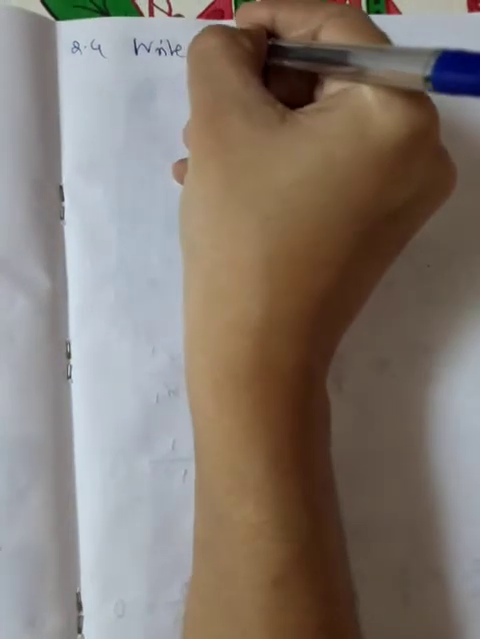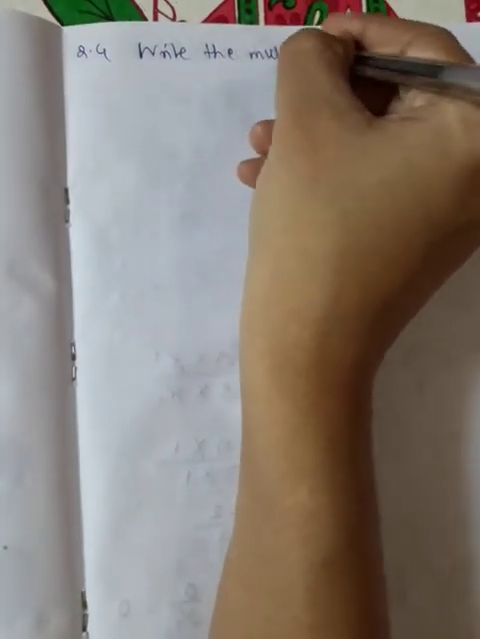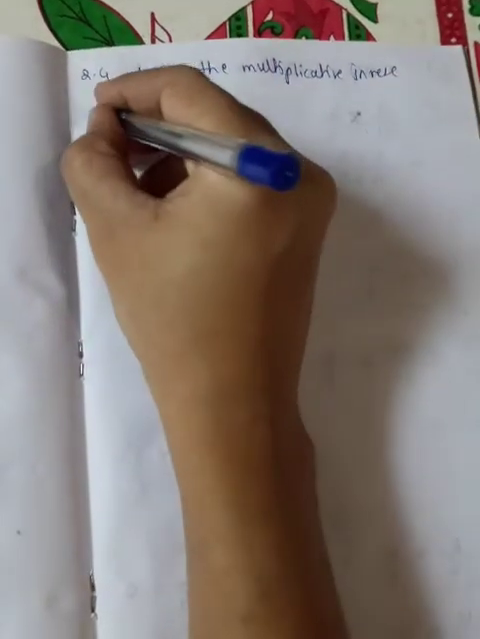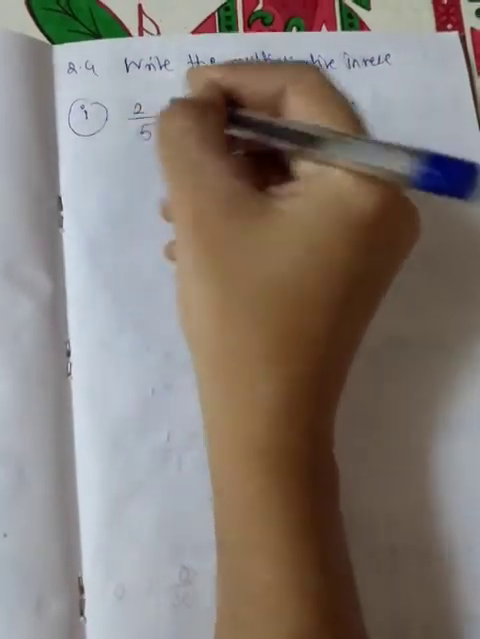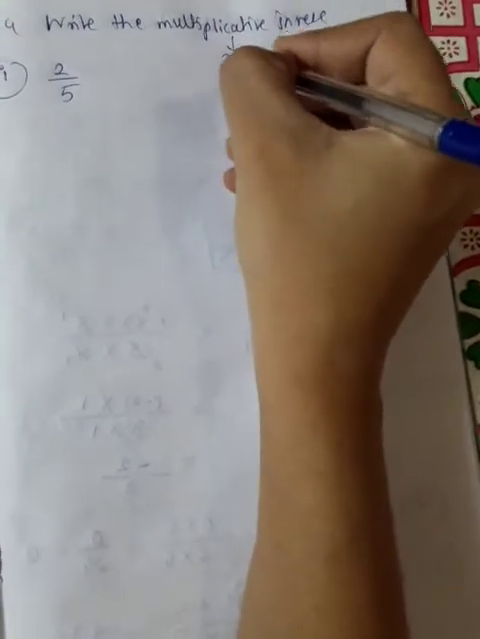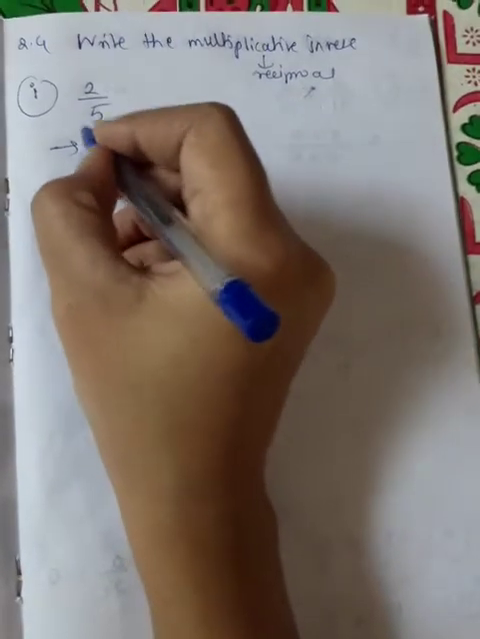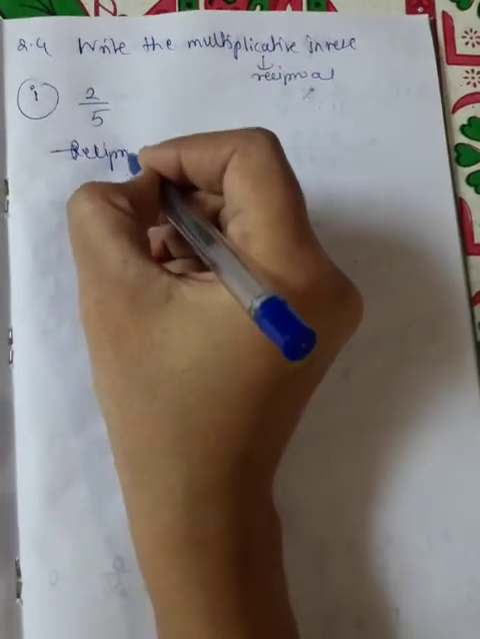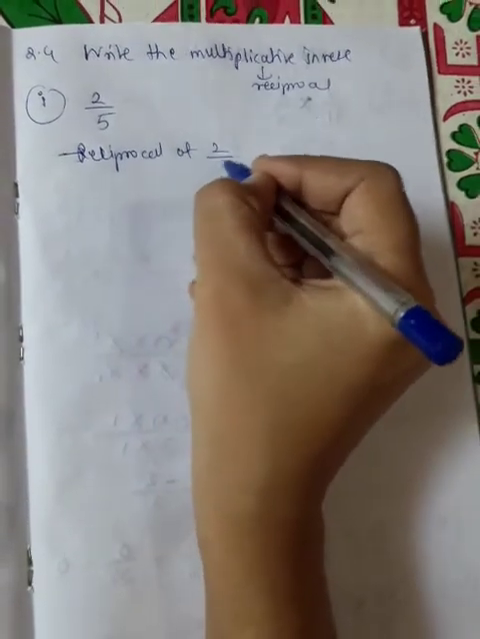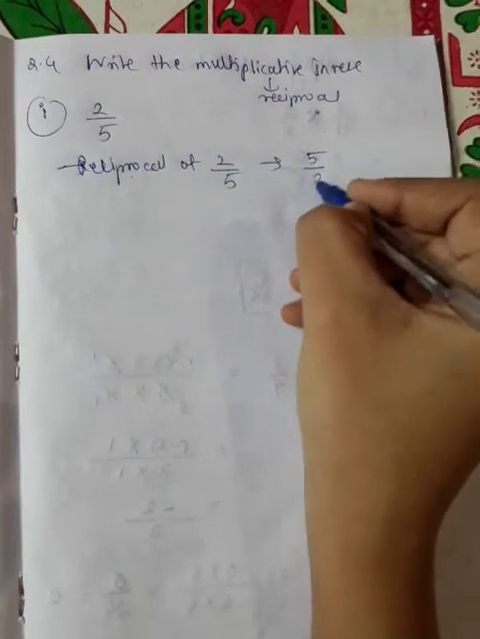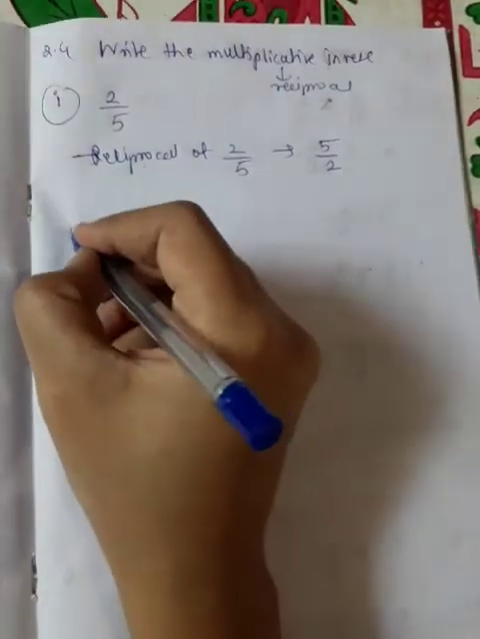Okay, now question number 4 is write the multiplicative inverse. Okay, so here example number 1 is 2 by 5. So multiplicative inverse is nothing but reciprocal. Okay, so here what is the reciprocal of 2 by 5? So we know to get reciprocal we interchange numerator and denominator. So here reciprocal of 2 by 5 is 5 by 2.